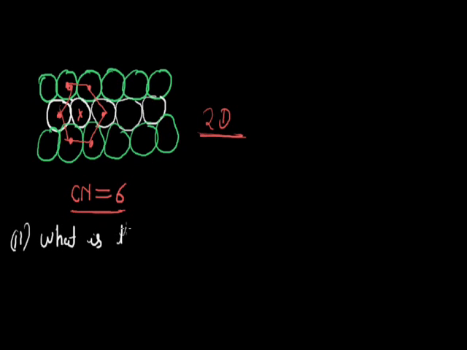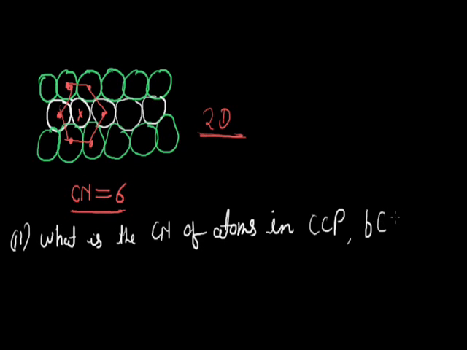What is the coordination number of atoms in the cubical closed packing structure, CCP structure, and second is the body centered cubical structure, that is BCC structure.